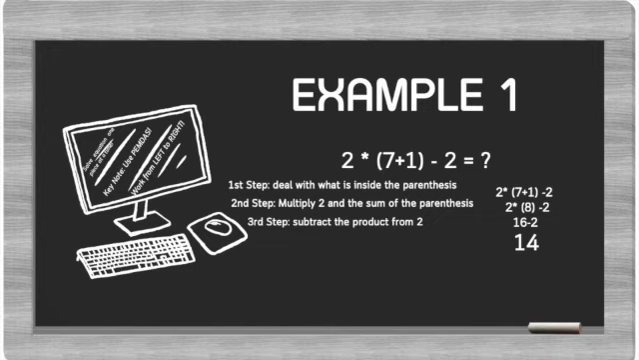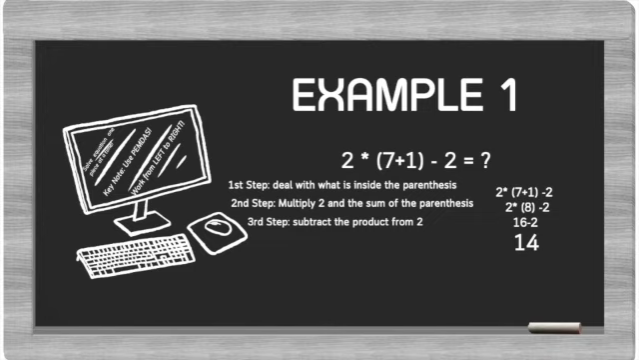On the right side of the screen, you have 2 times open parentheses 7 plus 1 close parentheses minus 2. Below that line, you then have 2 times 8 minus 2. Below that line, you then have 16 minus 2, and your final difference is 14.